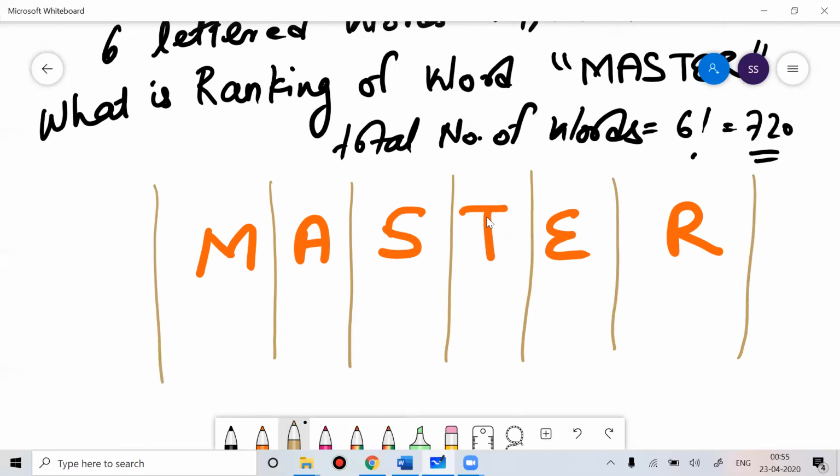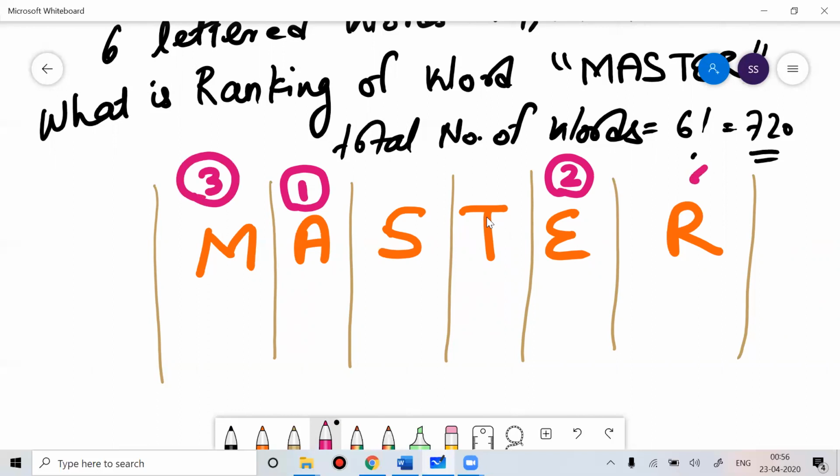I'm teaching you the first shortcut technique. Can you arrange these letters alphabetically in the form of a dictionary? Which letter will come first? The letter which comes first will be A. A will come first. Then which letter will come? E will come. A, B, C, D, E, F, G, H, I, J, K, L, M, N, O, P. Then which letter will come after that? M will come. After M: M, N, O, P, Q, R.